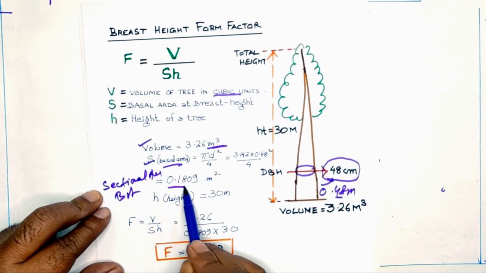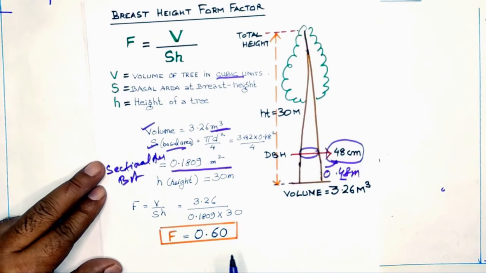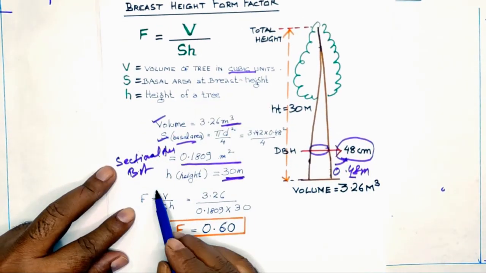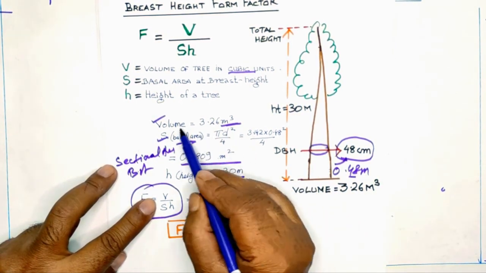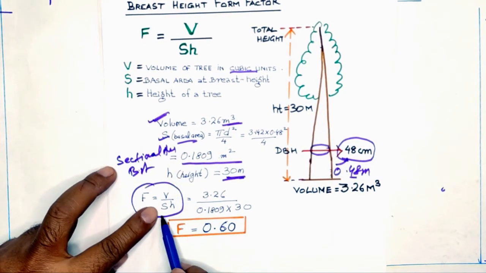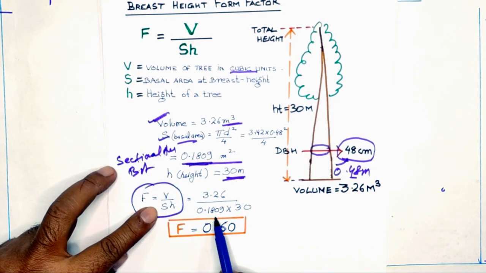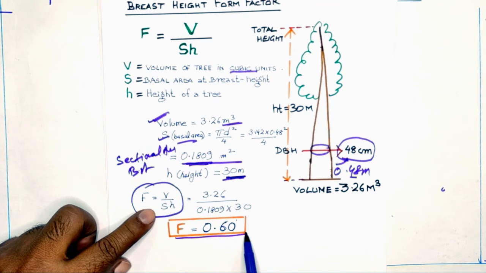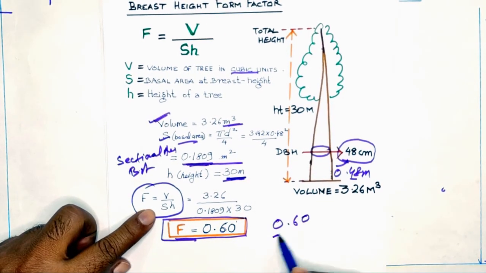We are getting this value 0.1809 square meters. Then the height is 30, already given. We'll fit this into the formula V over SH, where V is the volume, which we got as 3.26, and S is the sectional area that we have just calculated. So 0.1809 into 30, the height of the tree. We get the form factor of somewhere around 0.60.